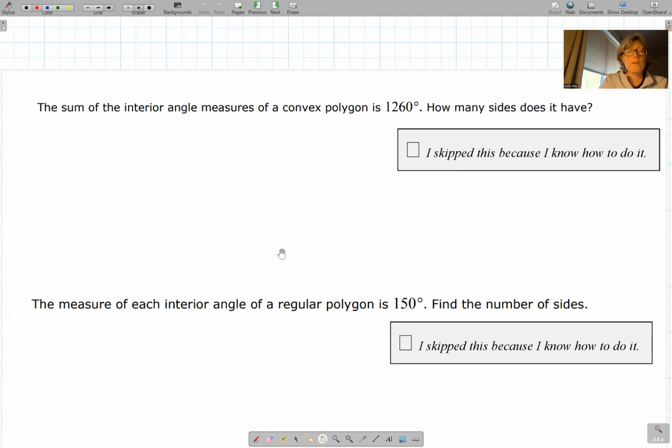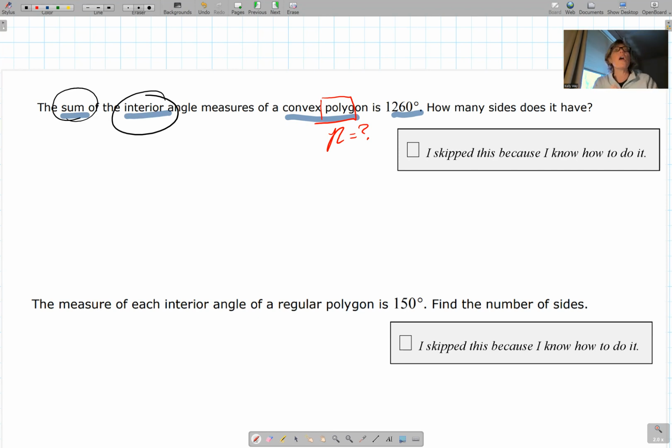Taking a look here, it says the sum of the interior angles of a convex polygon is 1260. A couple clues here. The fact that it uses the generic polygon means the n is the unknown here. You ask yourself interior, exterior, and there it is. Sum.